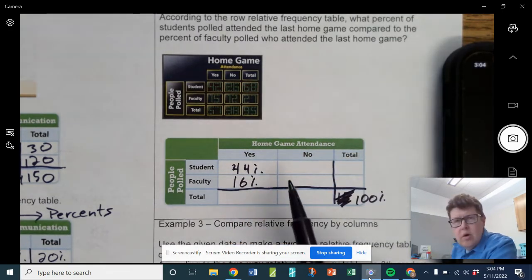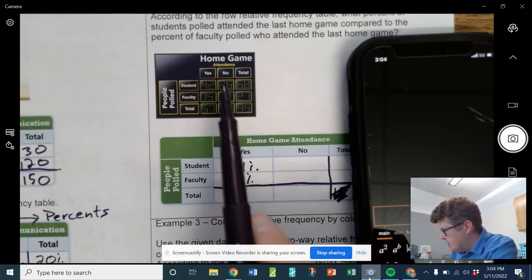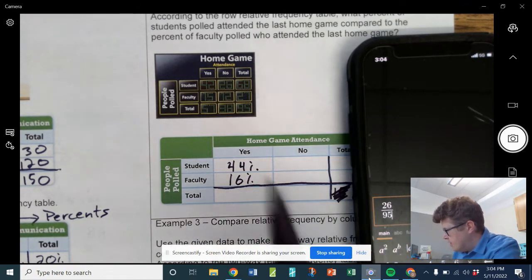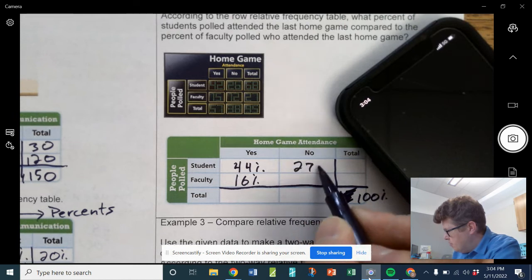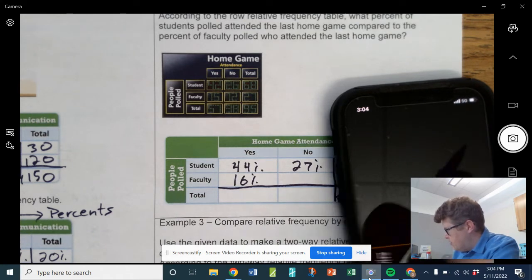Okay, now I'm just going to fill in the rest of it, and then we'll kind of talk about rounding here. 26 divided by 95 gets us to 27%. Okay, and then 12 divided by 95 gets us to, well, let's say 13%.